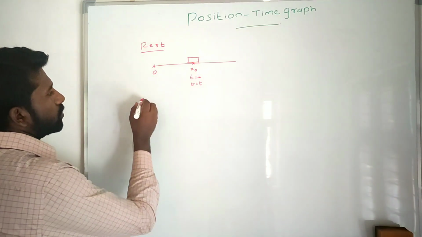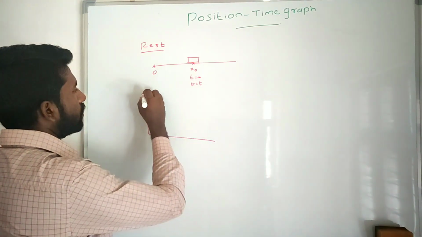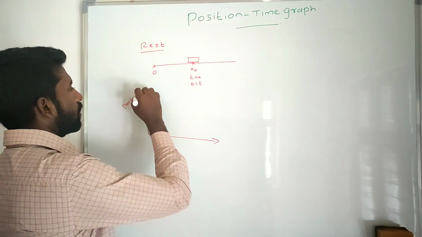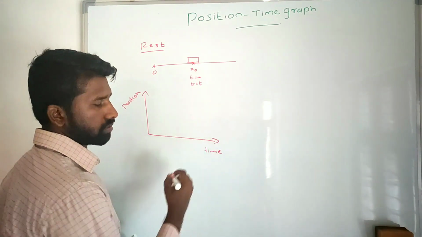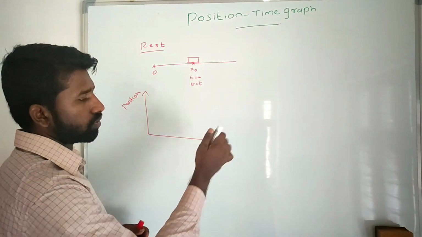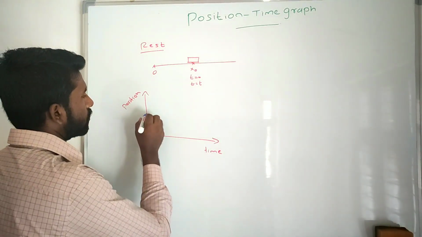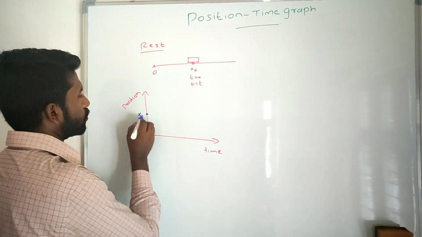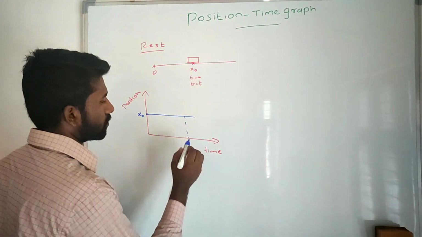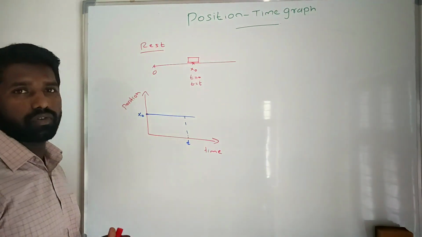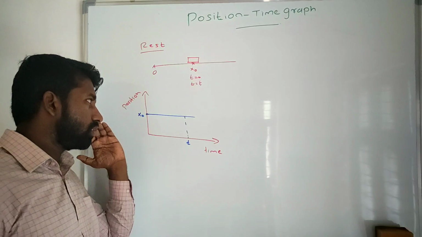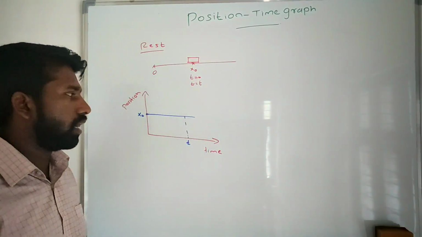For a position time graph, the position is taken on the y-axis, and time is taken on the x-axis. So always the position is constant as the time goes on. We can draw like this. This is the position, continuing at the same position x0 while the time continues. This is the position time graph of a rest body. The position time graph of a rest body is a straight line parallel to the time axis.